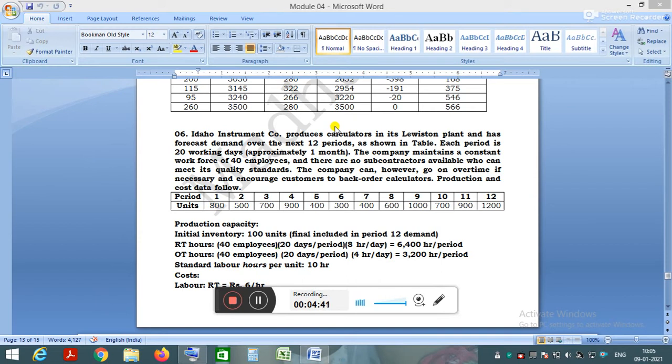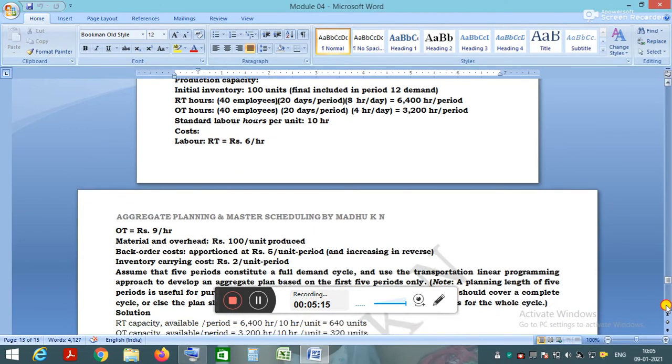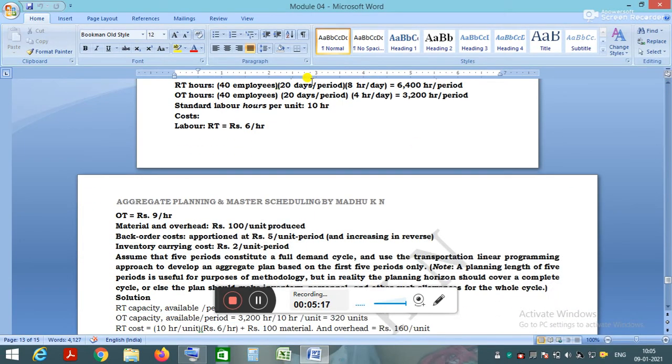Similarly, the OT hours available: there are 40 employees and 20 working days, and the OT hours available per day are 4. That means 40 into 20 into 4, 3200 OT hours are available. This is the data given in the problem. The standard labor hours per unit: to produce one calculator requires 10 hours. In regular time the labor charge is 6 rupees, and during OT hours the labor charge is 9 rupees.